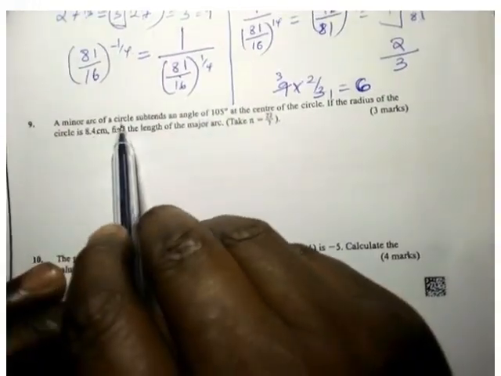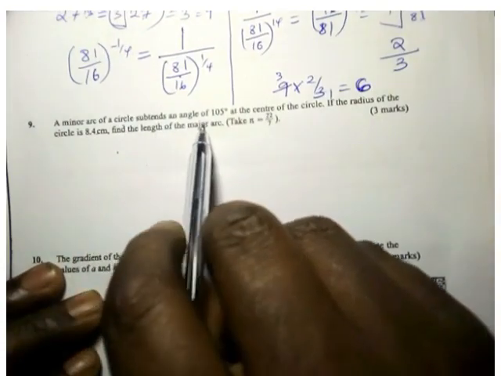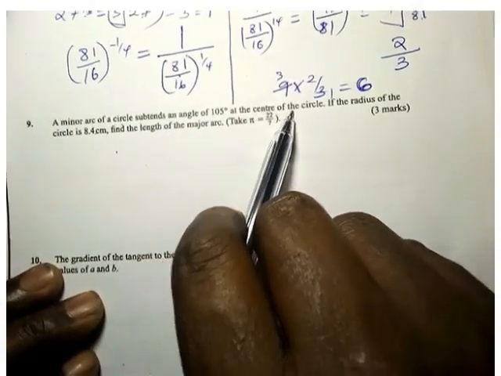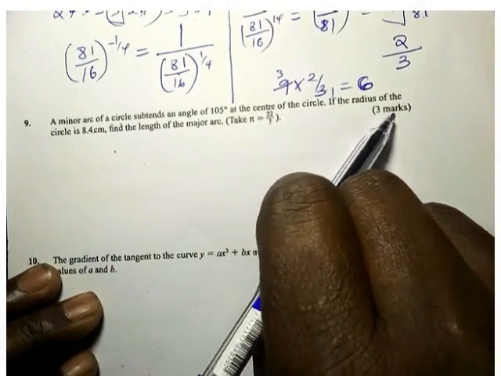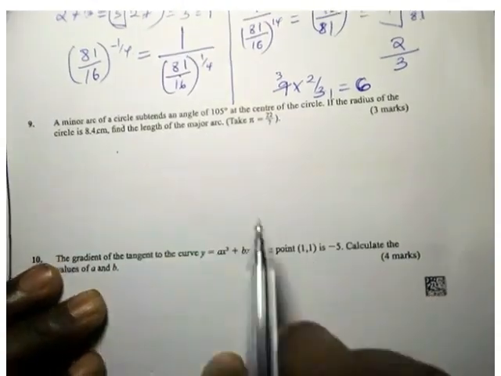A minor arc of a circle subtends an angle of 105 at the center of the circle. If the radius of the circle is 8.4, find the length of the major arc.